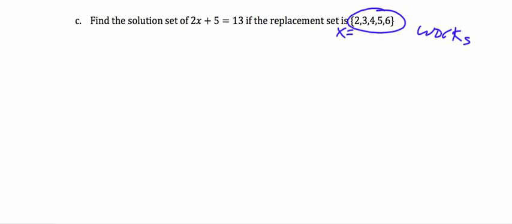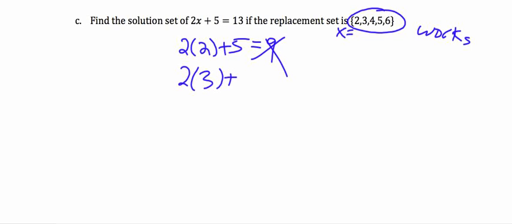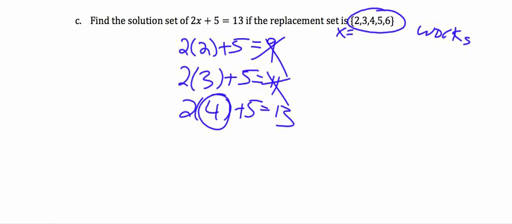So one of the simplest things to do is just start plugging in numbers for x, and then just kind of do the math in your head. 2 times 2 plus 5 is 9. That doesn't work. It's supposed to be 13. 2 times 3 plus 5 is 11. That doesn't work. 2 times 4 plus 5, that's 13. Yay. So x equals 4 would be my solution set.